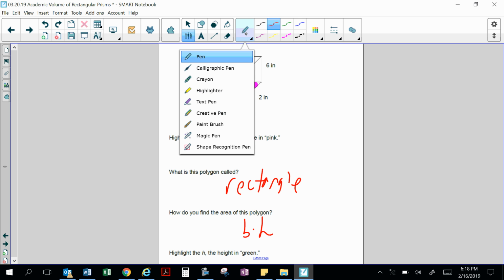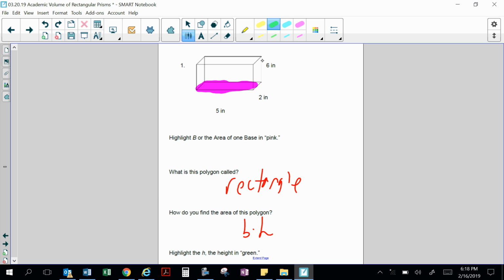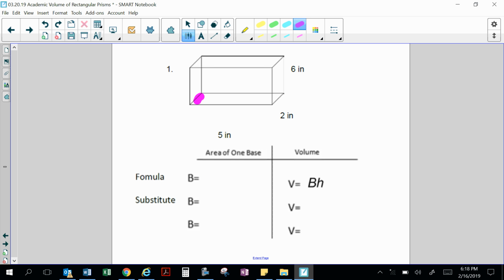Now highlight the height in green. So let's go back in color again. So this is the base, this is the height. Whoops. So let's draw a rectangle around this.